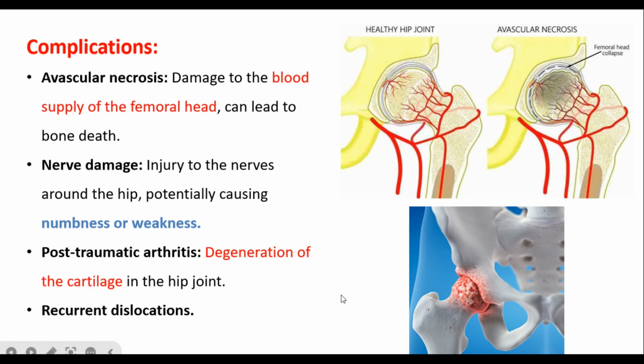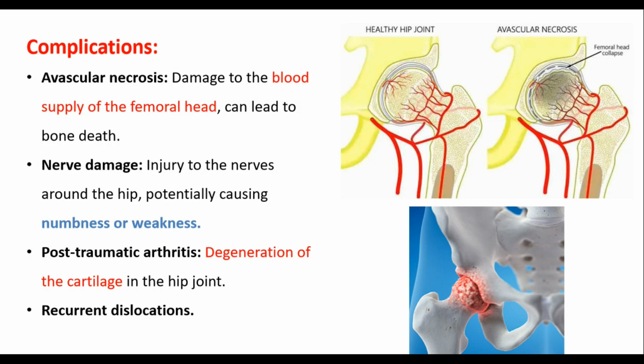As you can see here in the image, this is a healthy hip joint with the intact blood supply, but if the blood supply is hampered, then that might lead to damage to the head of the femur and the neighboring soft tissue structures, including the articular cartilage and the subchondral bone. So damage to the blood supply to the femoral head can lead to bone death, which is known as necrosis.